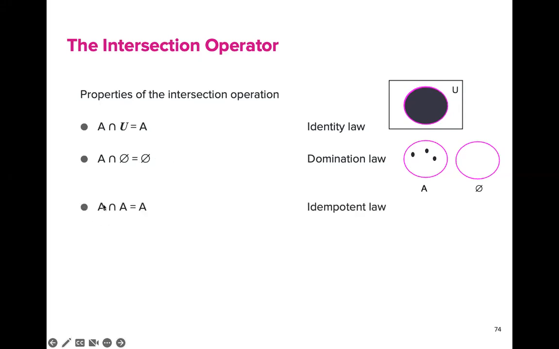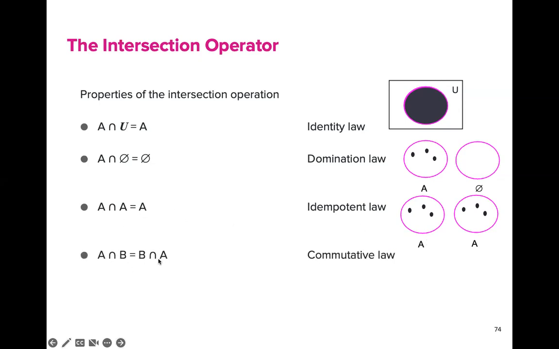Now, the intersection of a set with itself, or A intersection A, will also yield A. What are the elements that are common in these two sets having the same elements? This will essentially yield the elements that are in A also. So this will result in A.